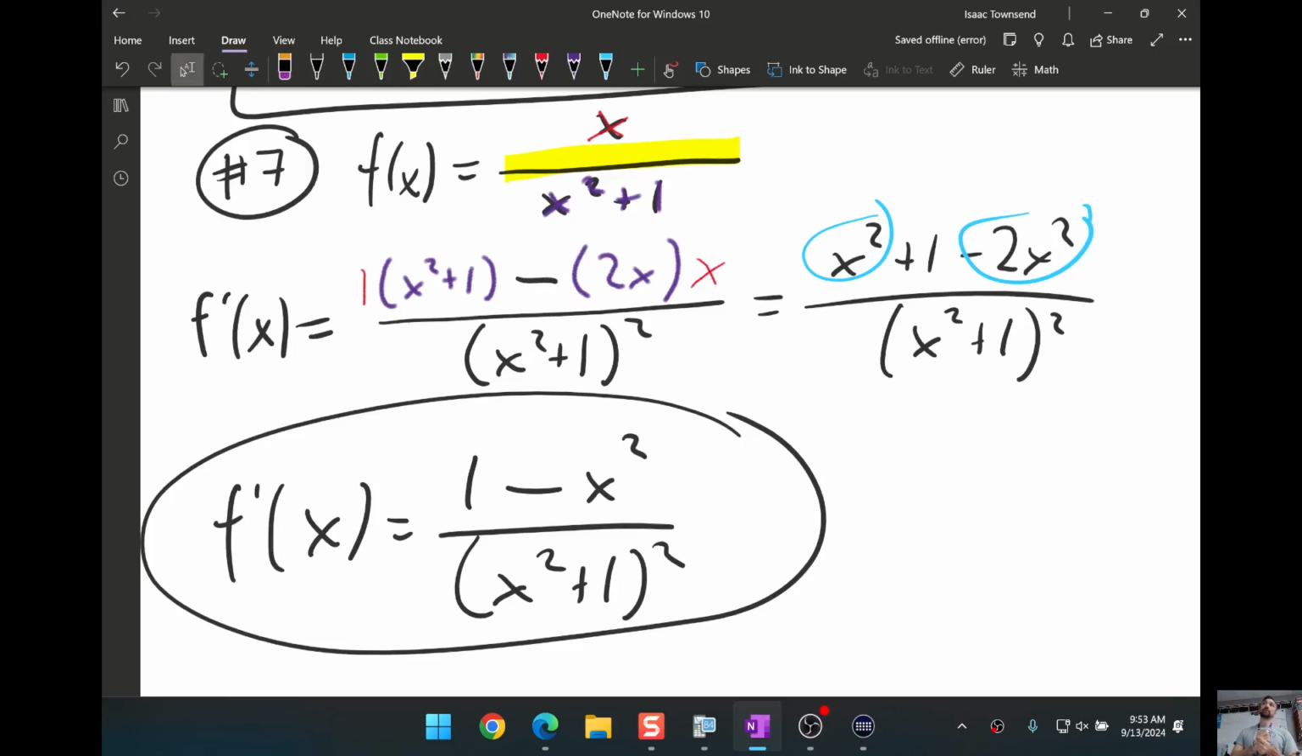So for question 7, you'll have to know the quotient rule to know the pattern to do it. I had to know how to do the power rule with the derivative of x. I had to know how to do the power rule with x squared plus 1. I had to know the derivative of a constant was 0. And I guess you had to combine like terms. Anything else about number 7?